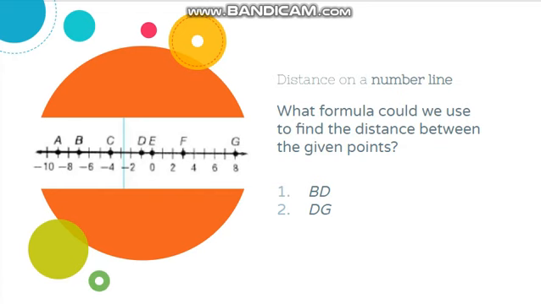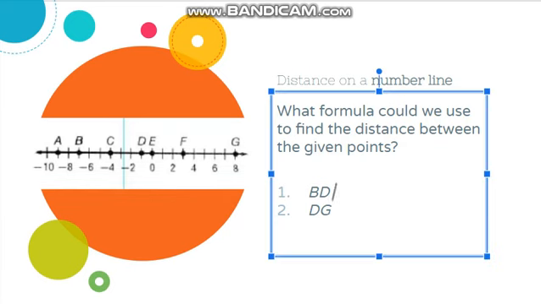But we could also see that B is at -7 and D is at -1. And if we subtract -7 from -1, that would actually be -1 plus a +7, which would give us 6, and that's our answer.